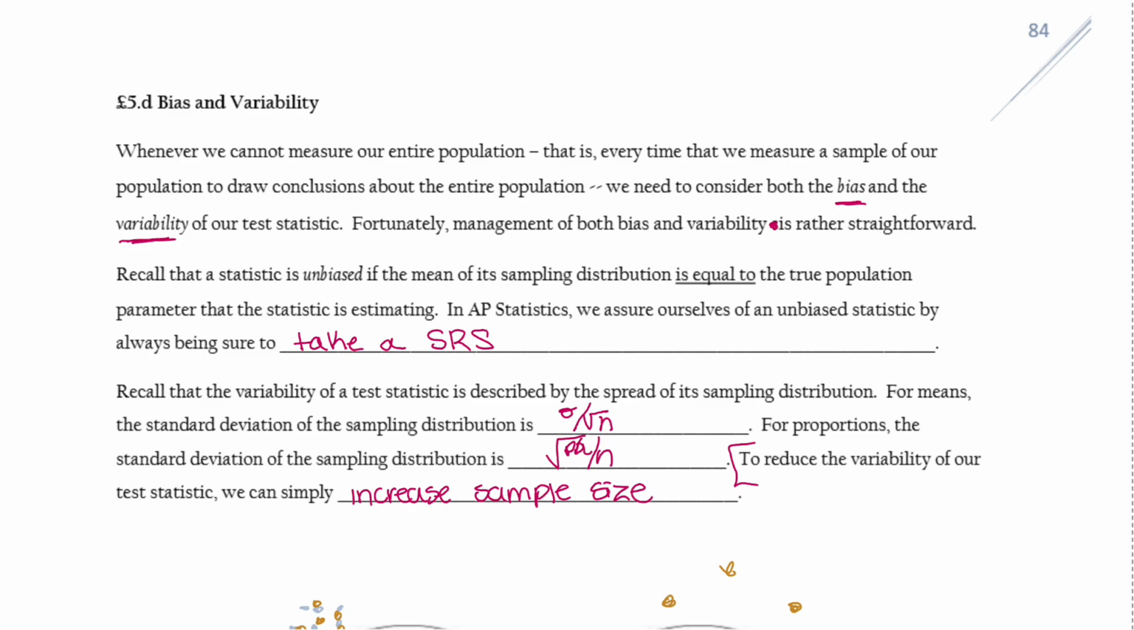Recall that the variability of a test statistic is described by the spread of its sampling distribution. For means, the standard deviation of the sampling distribution is sigma over square root of n. For proportions, the standard deviation of the sampling distribution is square root of pq over n. To reduce the variability of our test statistic, we can simply increase sample size.